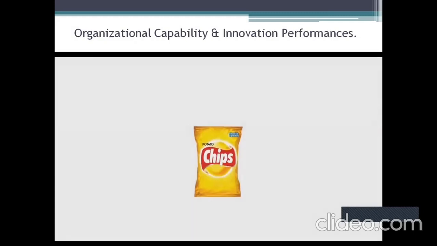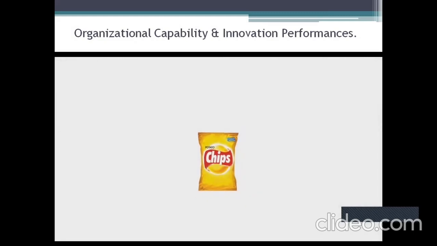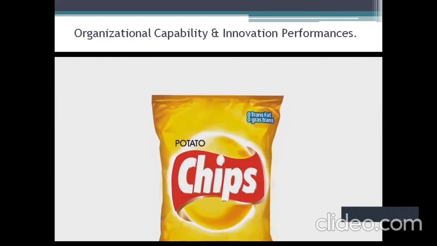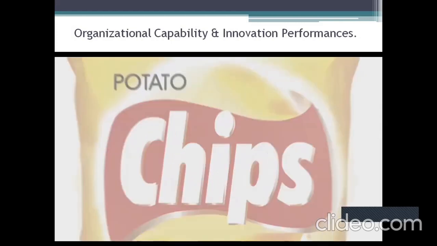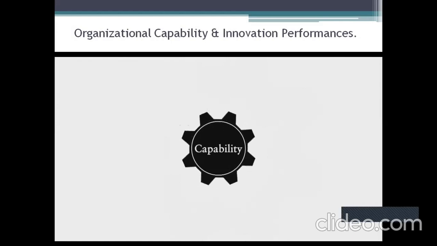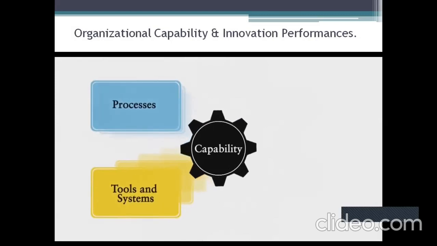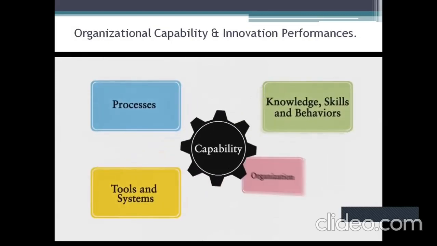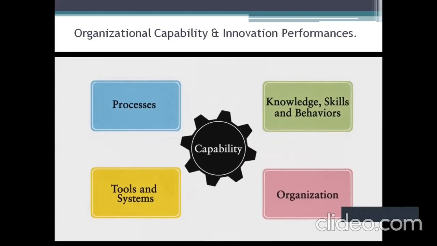In summary, this specific direct store delivery capability helps make Frito-Lay one of the best performing globally distributed snack food companies in the world. So you can see why this capability matters. And to repeat the key message, a capability is a combination of processes, tools and systems, knowledge, skills and behaviors, and organization that allows a company to deliver a specified outcome.